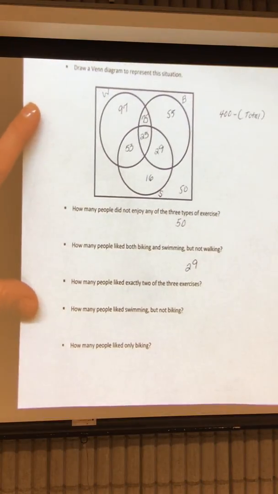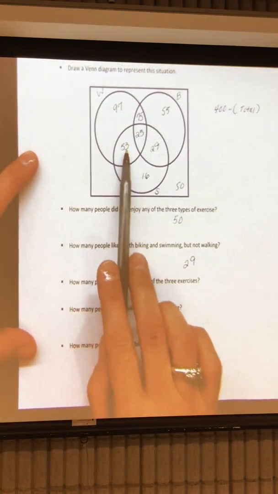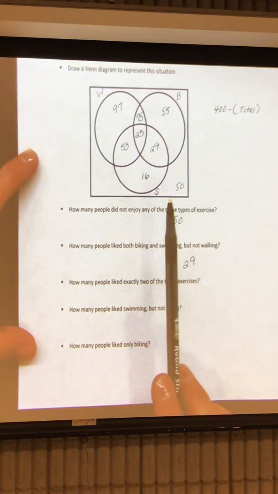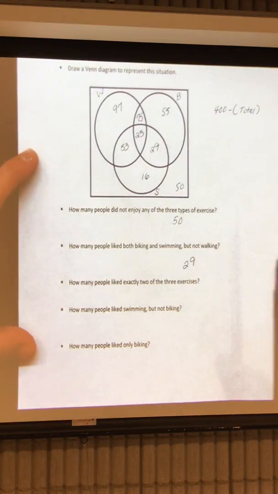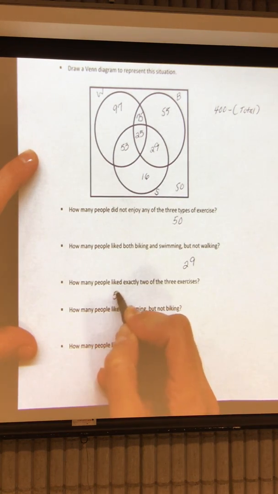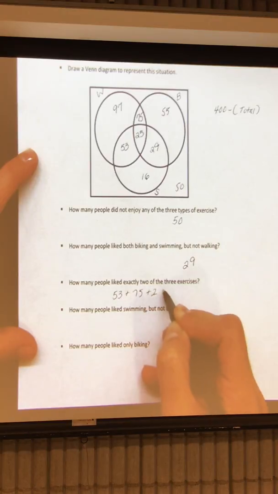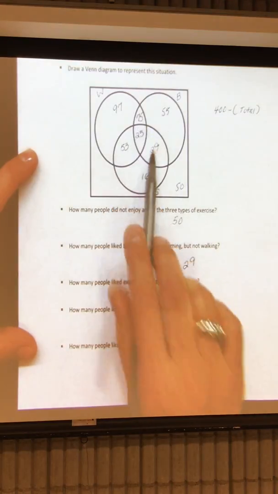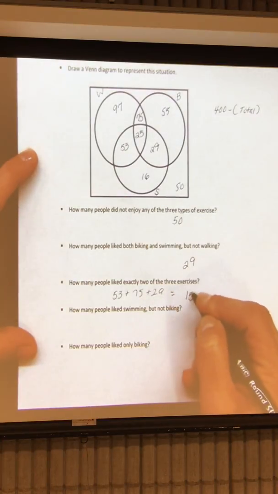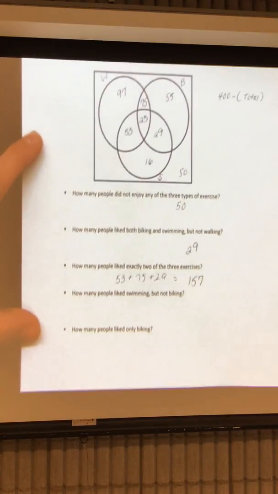And how many people liked exactly 2 of the exercises? So exactly 2 is the 53 plus the 75 plus the 29. These are all the 2. And totaling that up, that equals 157 liked 2 out of the 3 exercises.